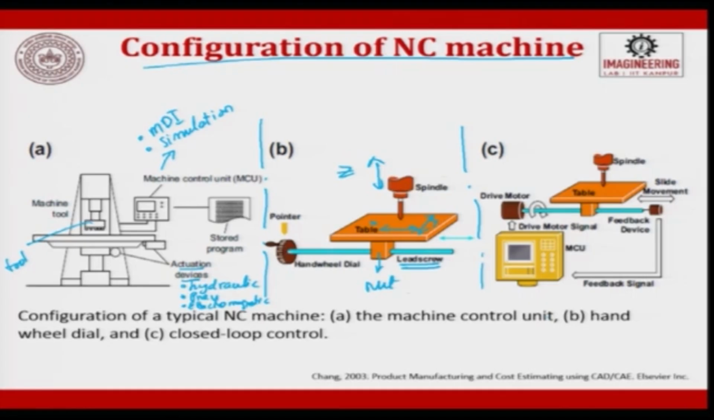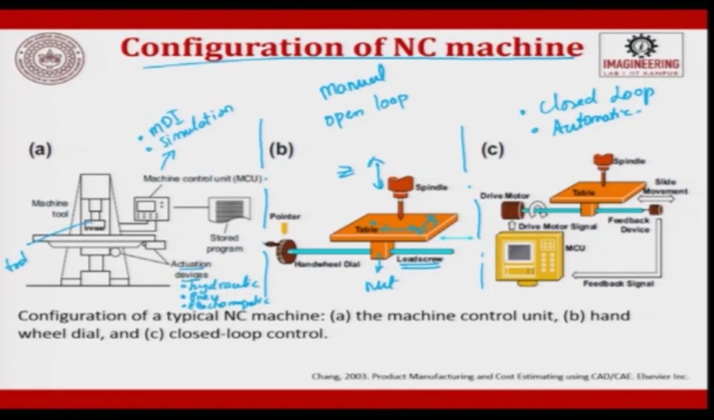If you want to convert this manual setup into a computer-attached one and form a closed loop, where feedback can be obtained, the configuration looks like this. This is open loop and manual. This is closed loop, and let us do it as automatic CNC control.